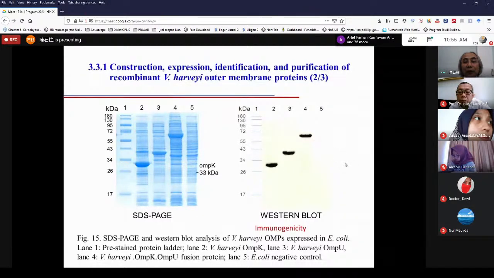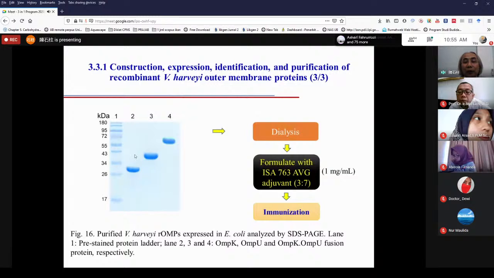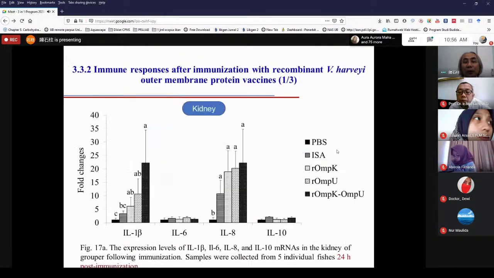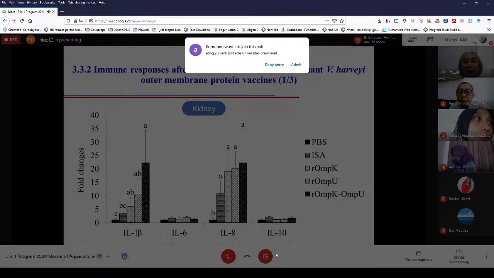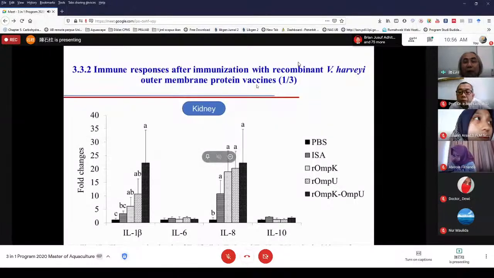It's useful. Okay, and after purification, once it is confirmed they have immunogenicity, the purified protein is injected mixed with the adjuvant. It comes from the French company Seppic, ISA 763. Okay, this is the immune response after vaccination with the recombinant Vibrio harveyi outer membrane protein vaccine.